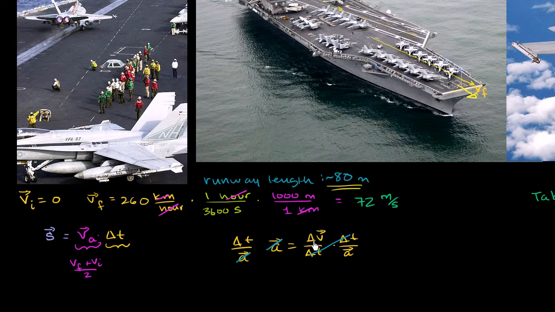So what's the change in velocity? Change in velocity is the same thing as your final velocity minus your initial velocity, all of that divided by acceleration. So this delta t part we can rewrite as our final velocity minus our initial velocity over acceleration. And just doing this simple little derivation here actually gives us a pretty cool result.